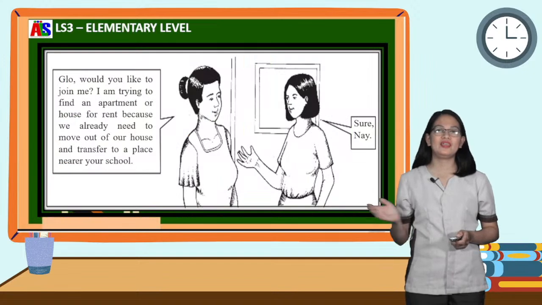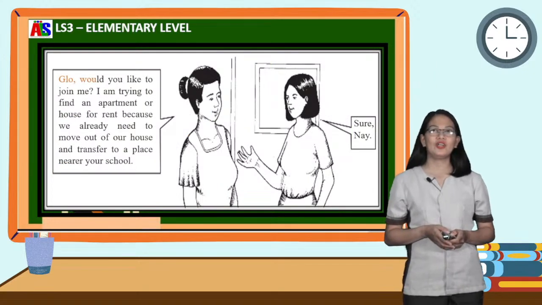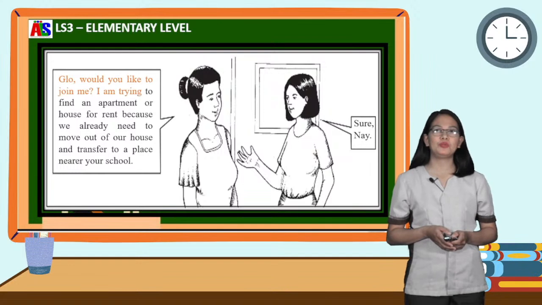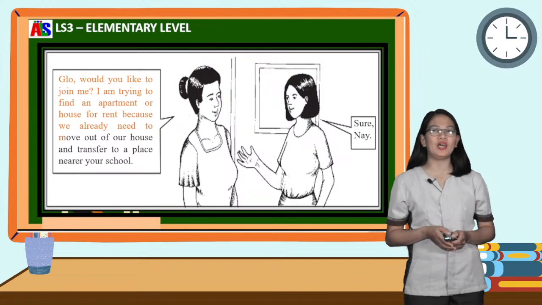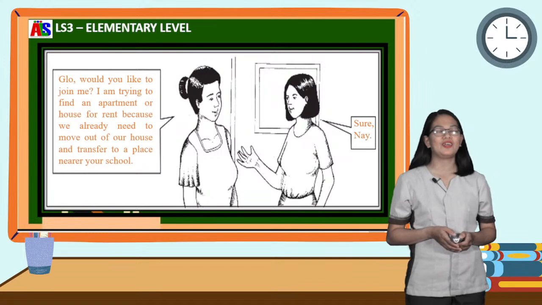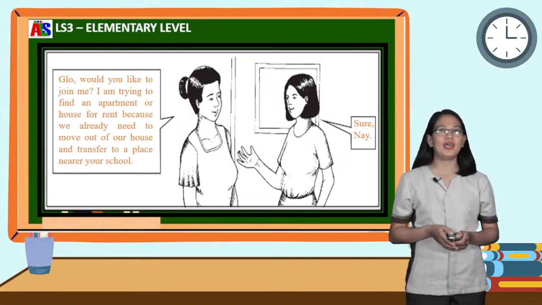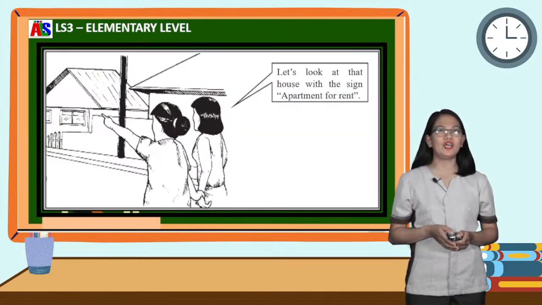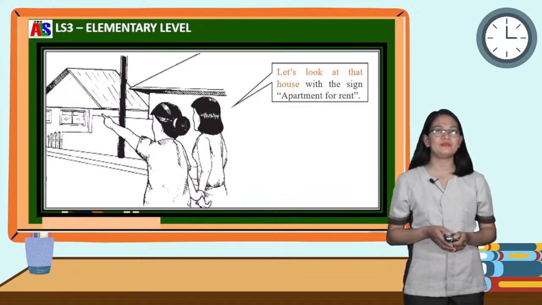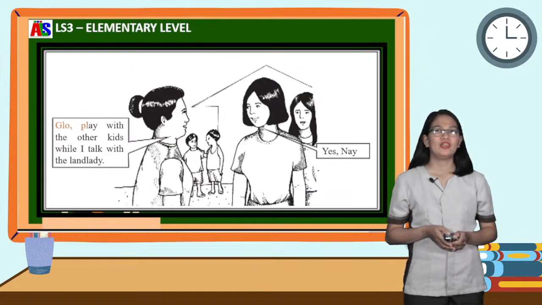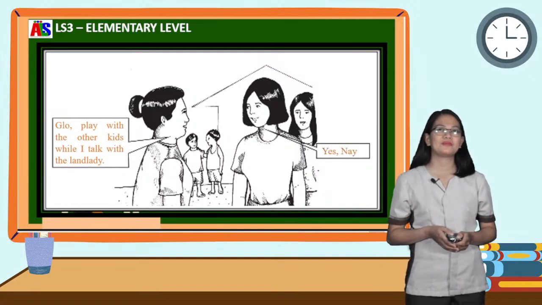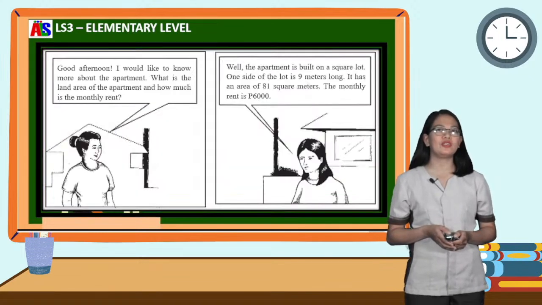Now, let us read the dialogue. Glo, would you like to join me? I am trying to find an apartment or house for rent because we already need to move out of our house and transfer to a place near your school. Sure, Nai, Glo replied. So they went out and, let's look at that house with a sign apartment for rent, Glo's mother said. Glo, stay with the other kids while I talk with the landlady. Yes, Nai. So Glo's mother went to talk to the landlady.